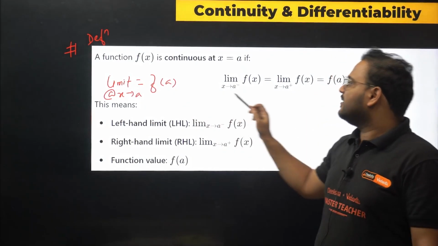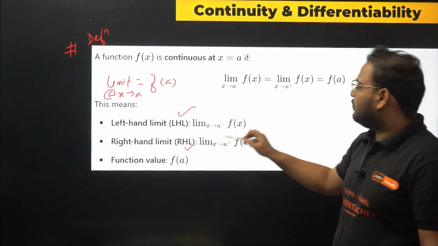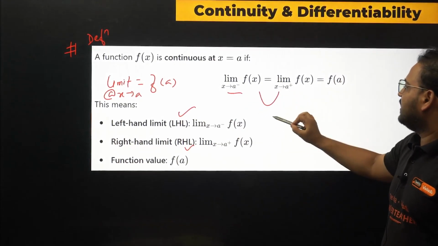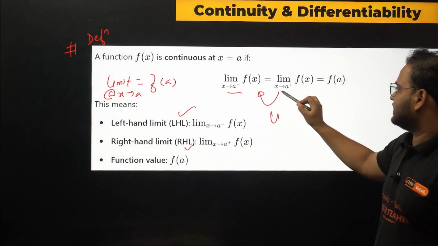And how do you find the limit? Find the LHL, find the RHL, and put them equal to each other. Limits being equal means that the limit exists.